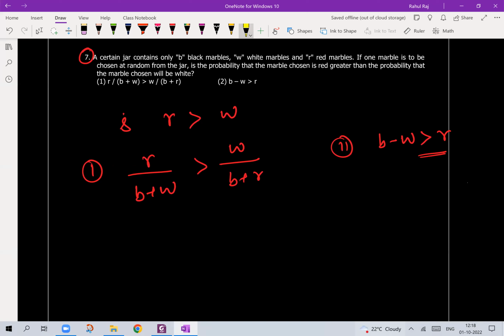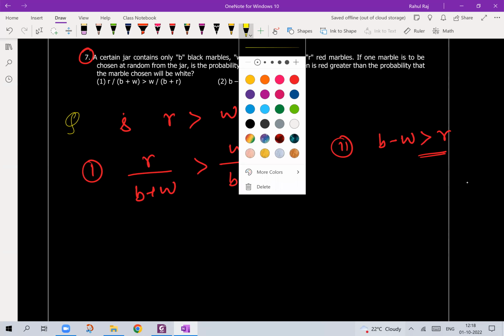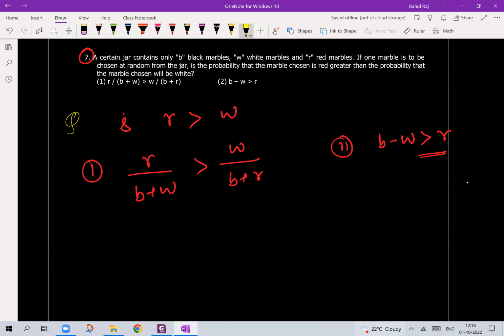You will know exactly. Can you please, now the question is simple. This is the question: is R greater than W? And there are two statements given to you. Can you please try doing it? Take 2 minutes.